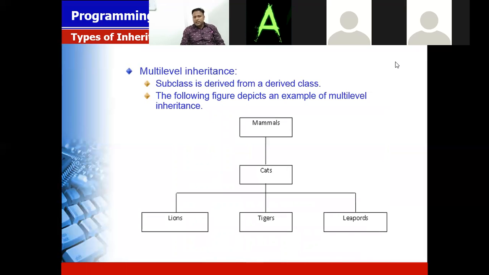And in multi-level inheritance, subclasses are derived from a derived class. Like here we are using subclasses like mammals, then cats, lions, tigers, leopards. So these are called multi-level inheritance. The subclass has derived from a derived class, like from mammals, the cats have come. From the cats, lions, tigers, leopards have come. So it is called your multi-level inheritance.